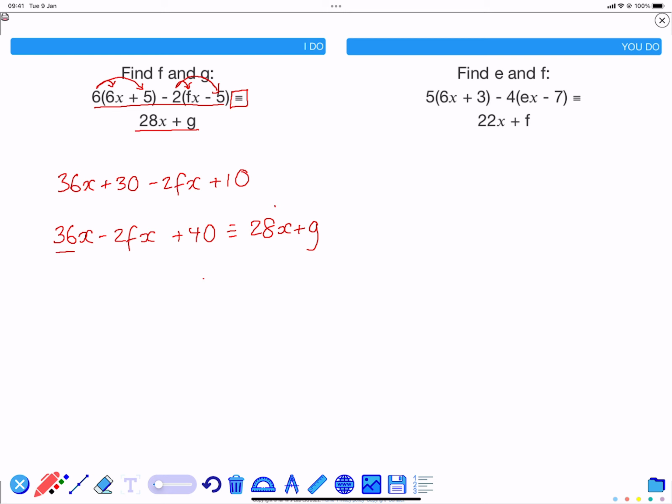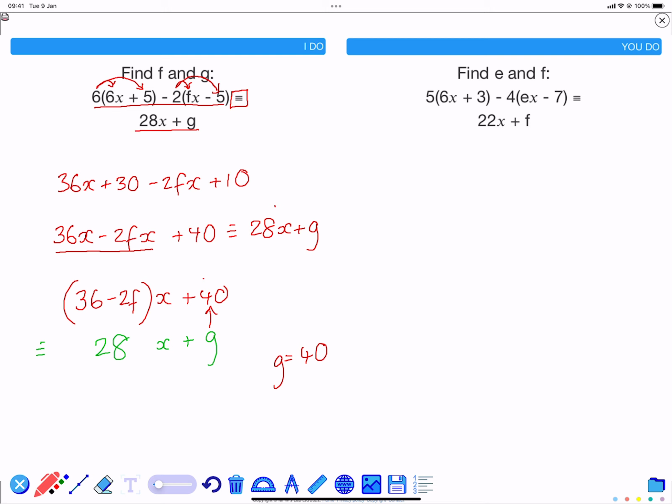One thing I'm going to do with the left-hand side is to factorize and take x out as a common factor. So this leads me to (36 take away 2f)x plus 40. And this is identically equal to 28x plus g. The value of g is now easy to read off, and I can see that g is equal to 40.